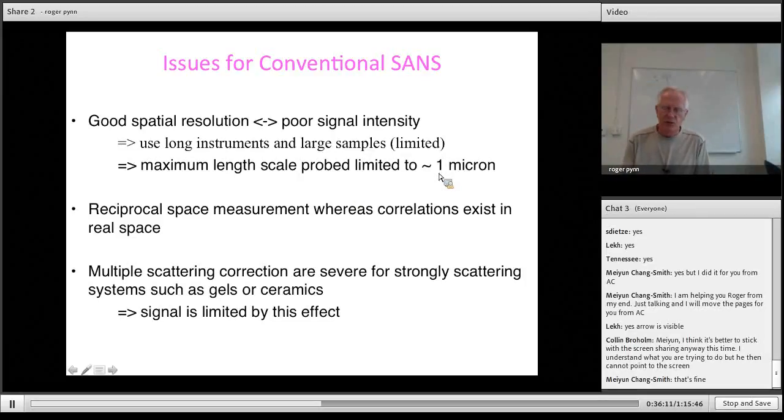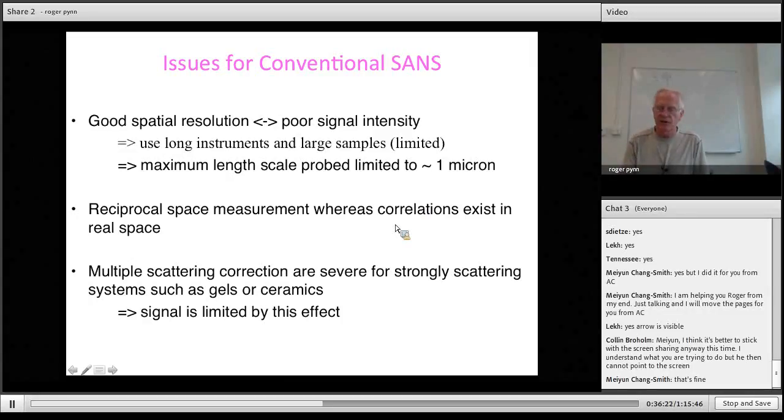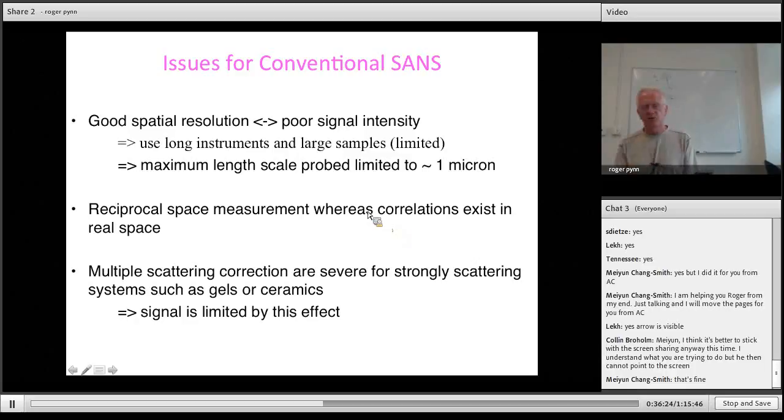Another issue that may or may not be of importance is that what you're really interested in is correlations in real space. In other words, the density correlations in real space. And what you measure with SANS is actually something in reciprocal space. And that may or may not be important.